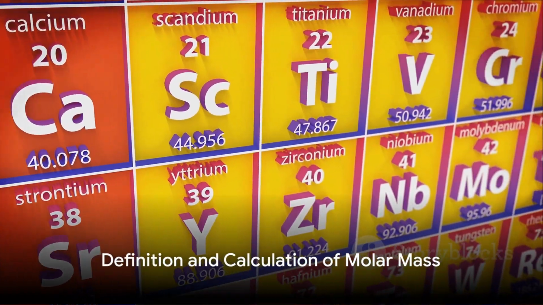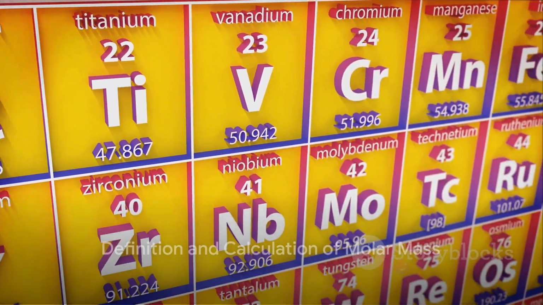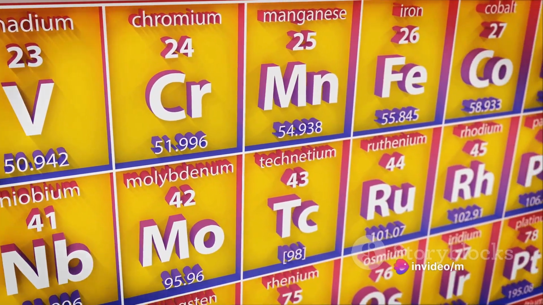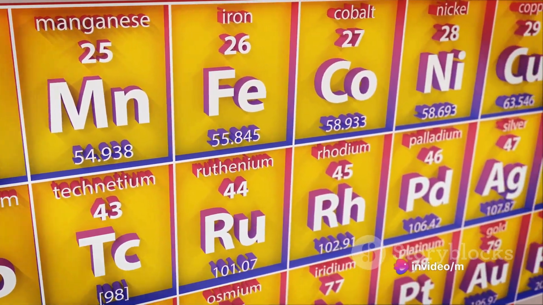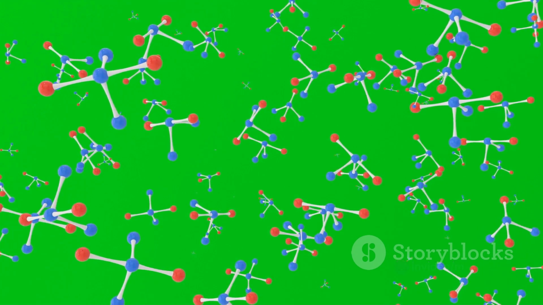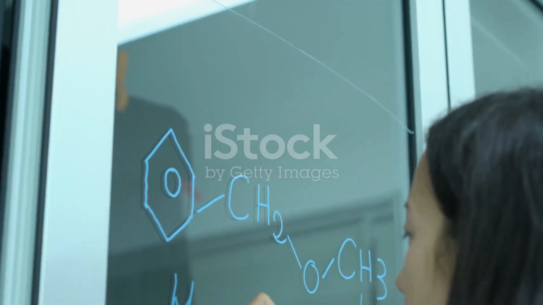First, what is molar mass? Molar mass, denoted by the symbol M, is defined as the mass of 1 mole of a substance expressed in grams. In simpler terms, it tells us the weight of a giant collection of atoms or molecules of a particular substance. So, how do we calculate molar mass?